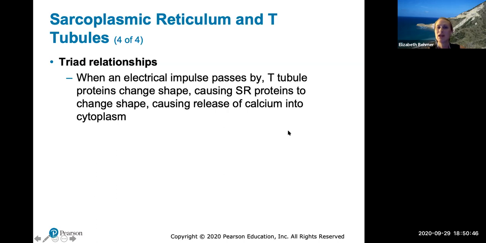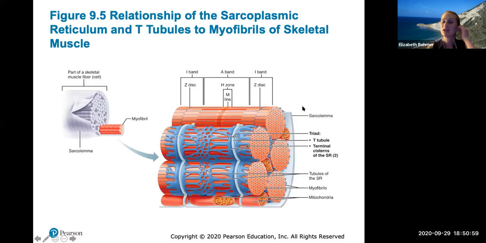We want an electrical impulse to travel into our skeletal muscle cell in order to change this protein shape on the sarcoplasmic reticulum to get the calcium to be released, because we need calcium release in order for contraction to occur. So this is a picture of what I was just describing.